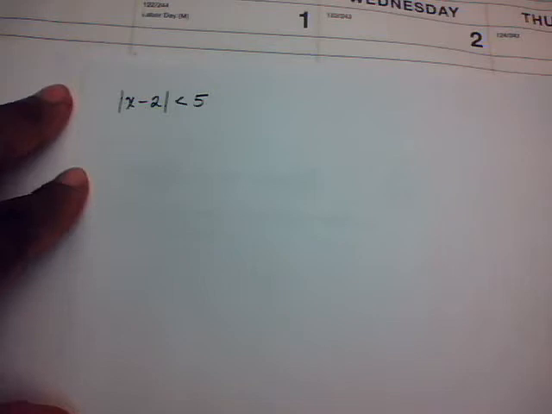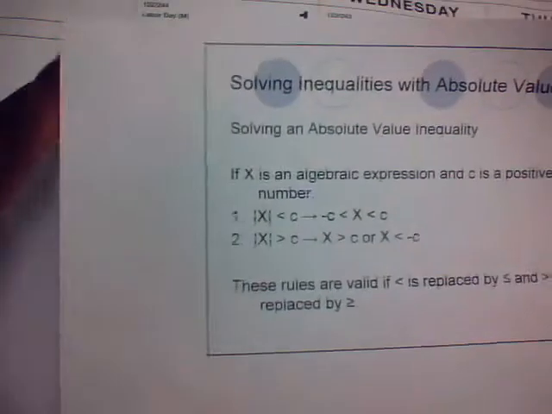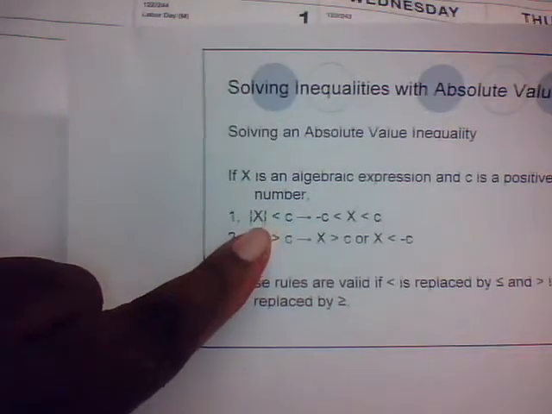Absolute value of x minus 2 is less than 5. Now, keep in mind the inequality is going to tell you which procedure you're going to need to write this particular absolute value inequality. In this case, we have less than. So that means we need to write this as a compound inequality, like number 1 right here.